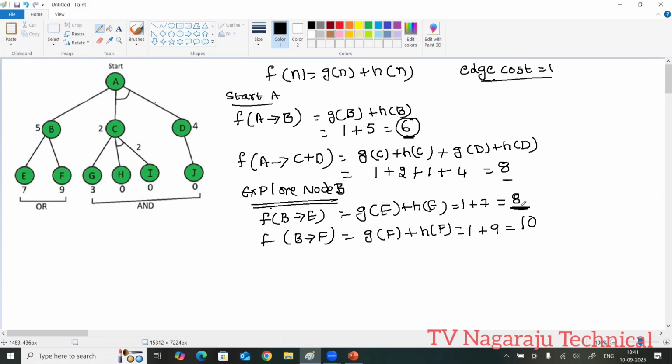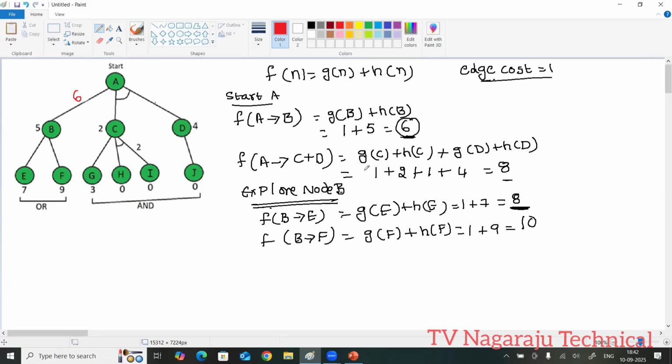Now the thing is very simple. Here the AO star algorithm mainly depends on this. What is the estimated cost of B? Here the estimated cost of B is equal to 5. But here after calculation, anyway I will update here. Observe, A to B I am calculating. What is the value you are getting? You are getting a value 6. Update here. This is the value.